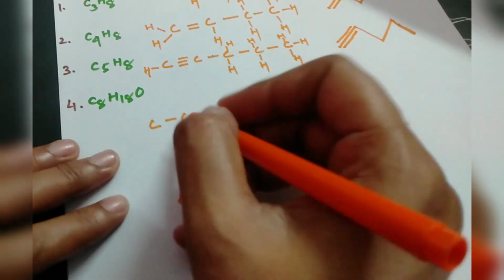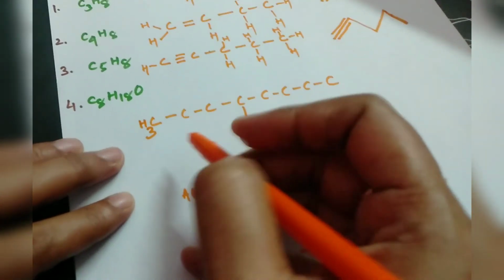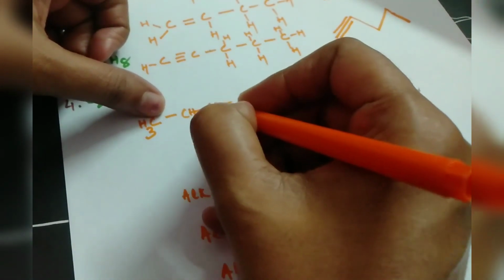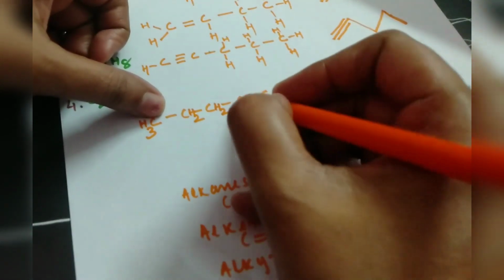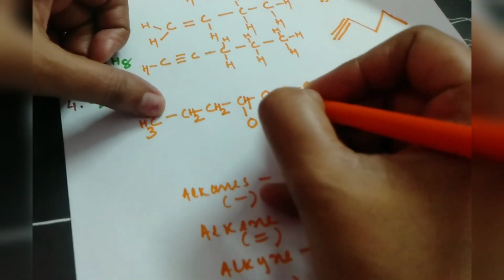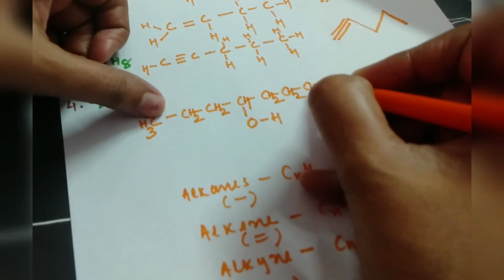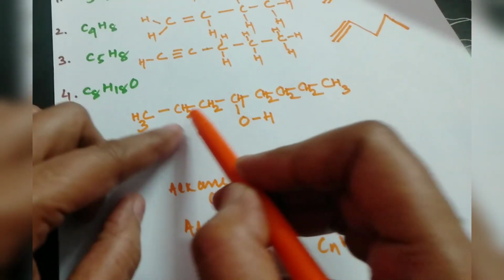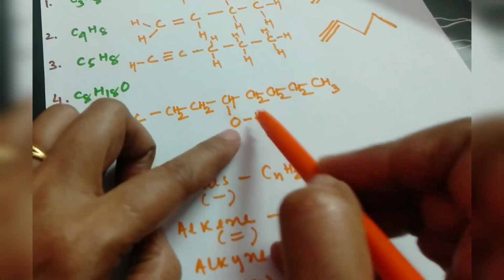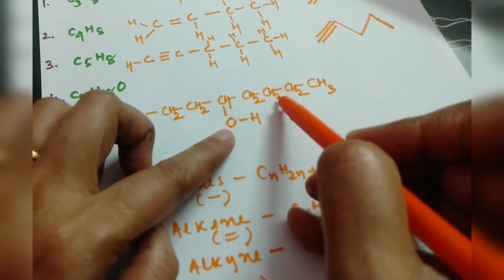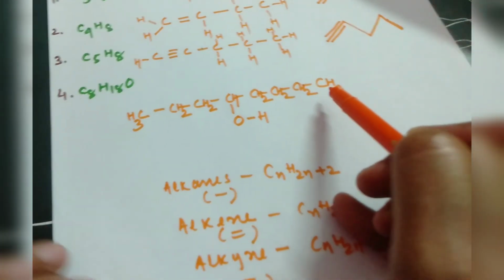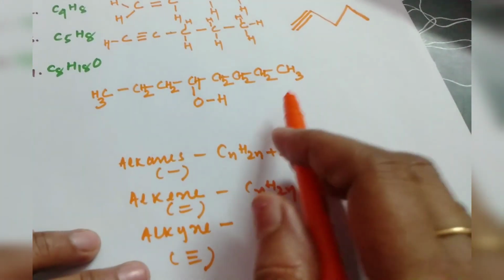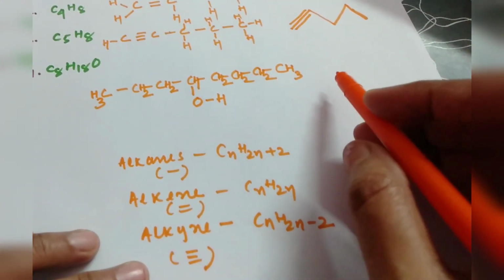Now you satisfy all these with hydrogen. Suppose this one is your CH3, because 3 plus 1 is 4. Again this requires 2 hydrogen, this requires 2 hydrogen, this is 1, 2, 3 means it requires 1 hydrogen, here also 2, here also 2, here also 2, here also 3. Total count: 3, 5, 7, 8, 9, 11, 13, 15, 18. So it satisfies C8H18O.